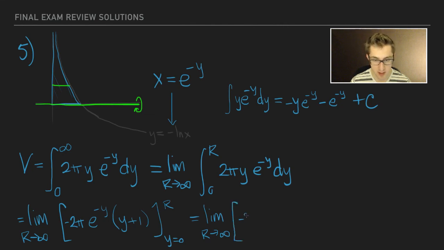I'll end up with negative 2 pi. When I plug in r, I get e to the minus r times r plus 1. And when I plug in 0, I get e to the minus 0, which is 1, times 0 plus 1, which is 1.